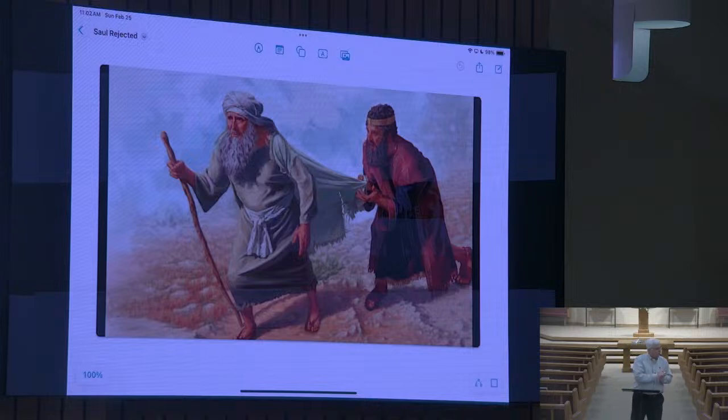All right, this is our next to last lesson on Samuel. We'll end up next week by talking about the anointing of David, and also spend some time going back a few chapters looking at Samuel's farewell address. But today we want to talk about rejecting Saul.